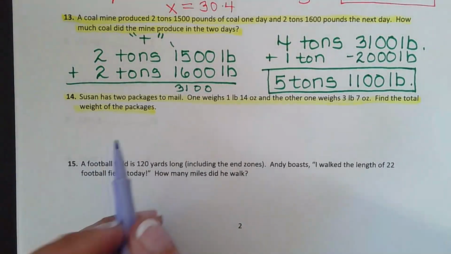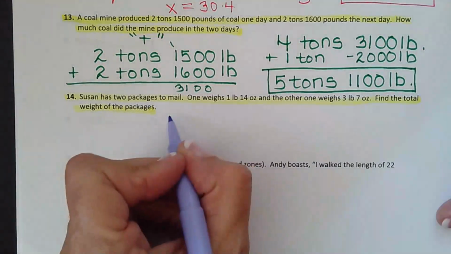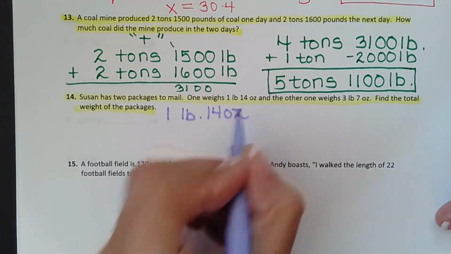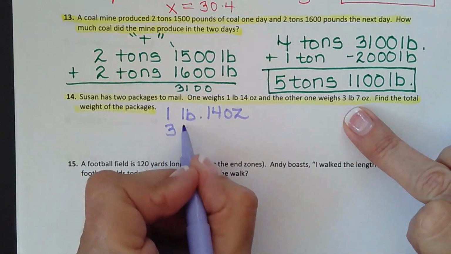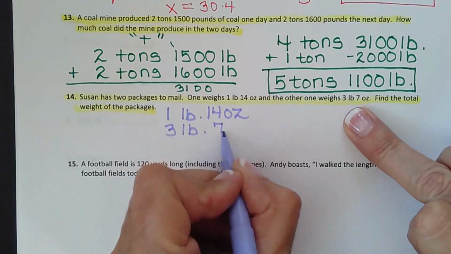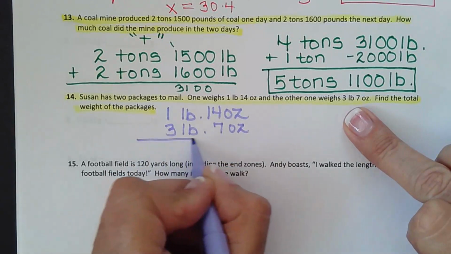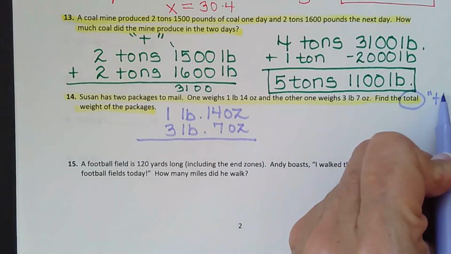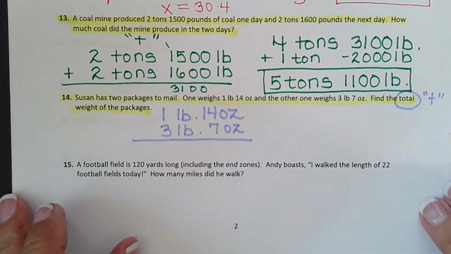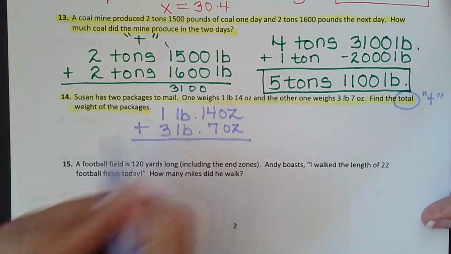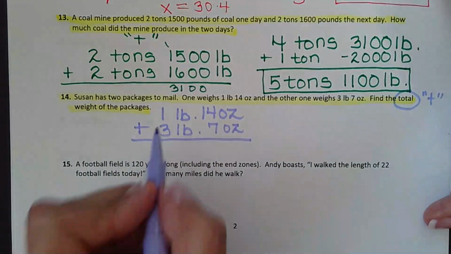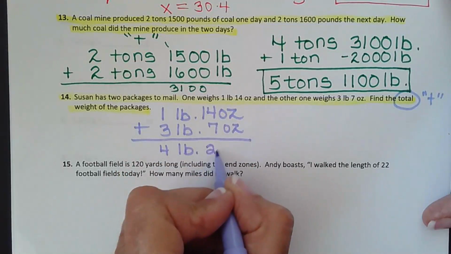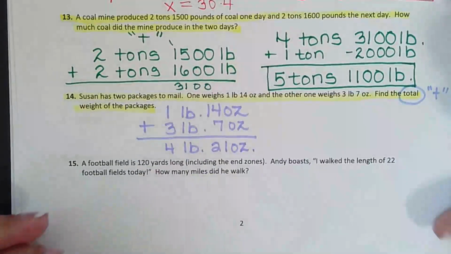Okay, so we have 2 packages to mail. One is 1 pound, 14 ounces, and the other is 3 pounds, 7 ounces. And find the total, and everybody knows in math, total means add, right? So find the total, so we're going to add these just like we did on the last one. 3 plus 1 is 4 pounds. 14 plus 7 is 21 ounces. But again, we have a problem.